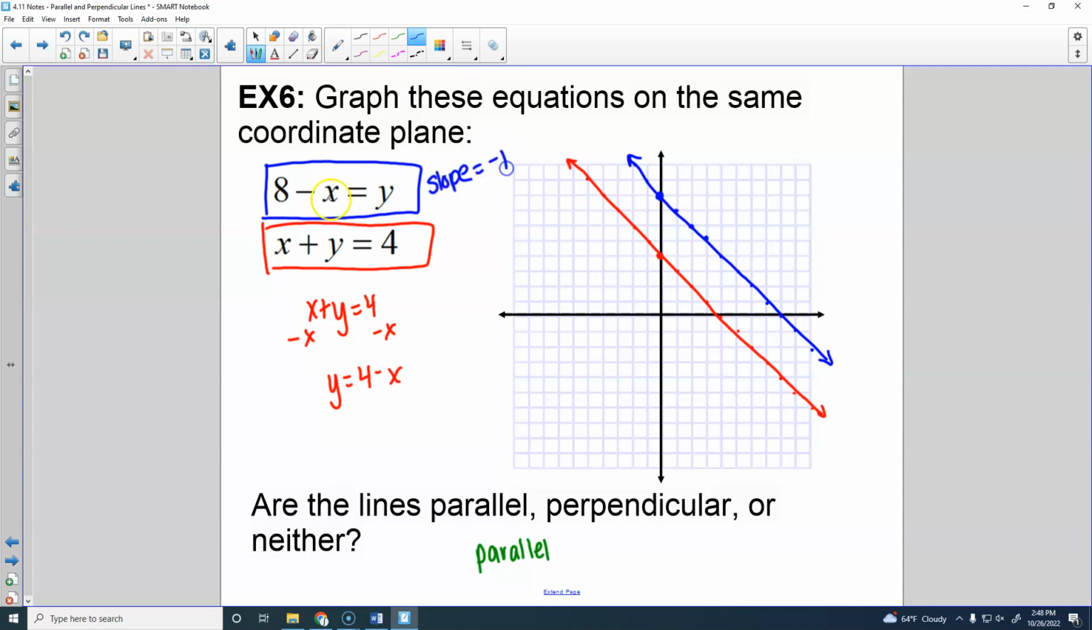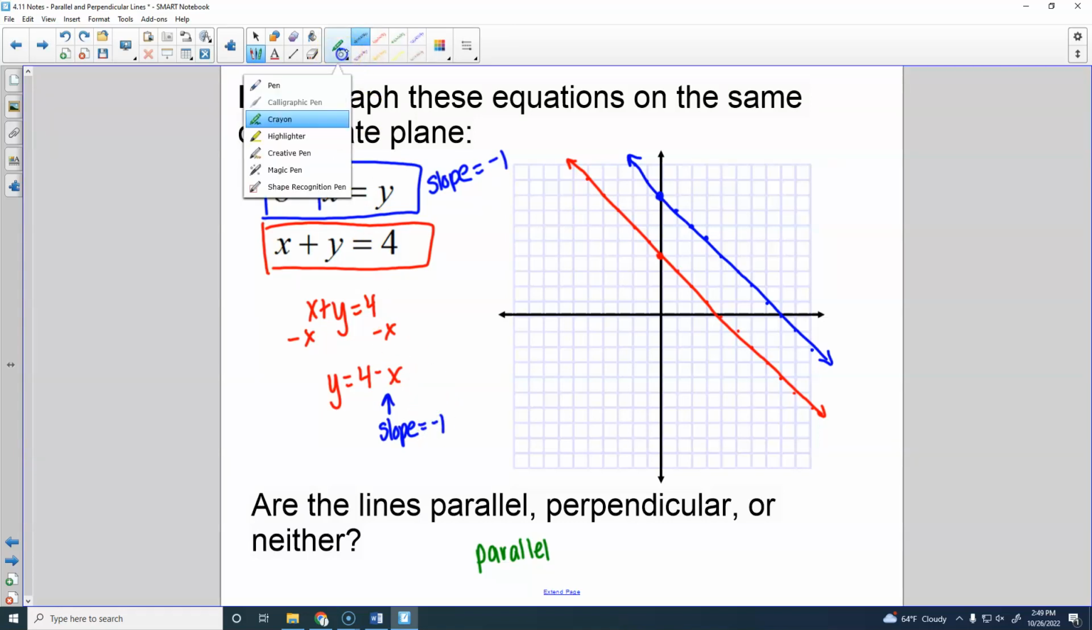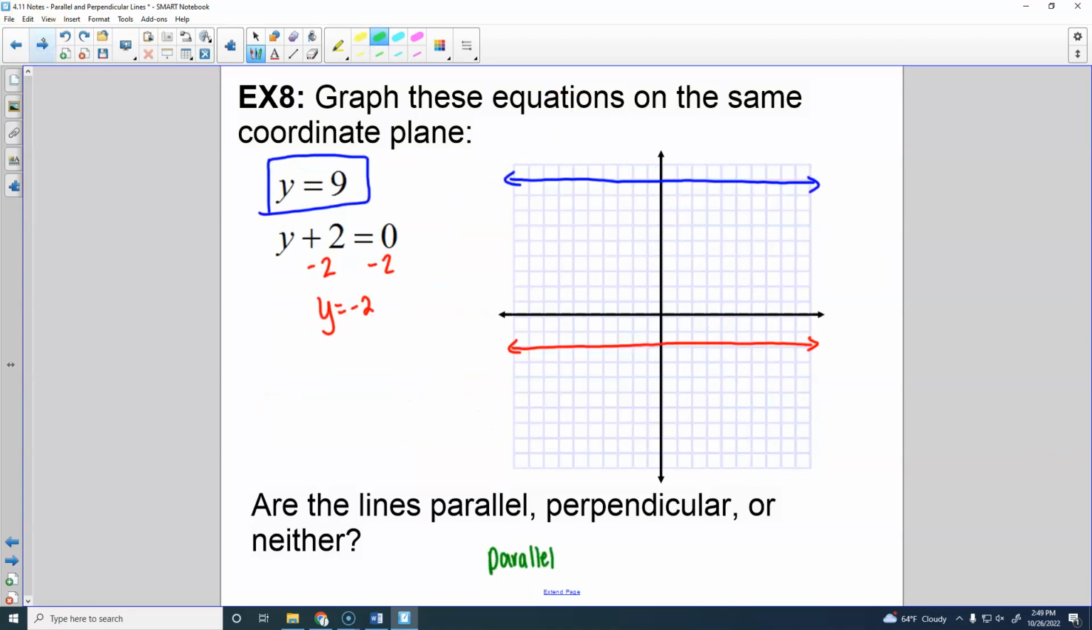It is -1. It's whatever's in front of your x. There's nothing there, so we put a 1. Right? So -1. What about down here for this one? What's the slope? Also -1. Well, I think this one's going to be easier to figure out than the last one, don't you guys? Let's see. Highlighter. So -1, -1. This one right here, these were parallel.